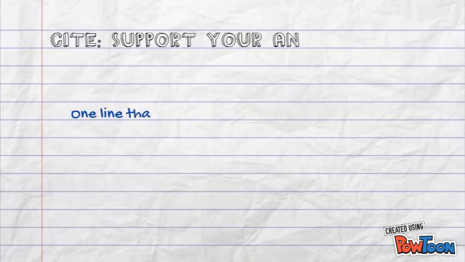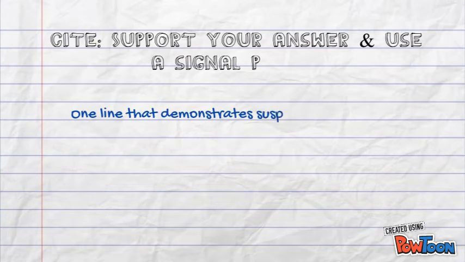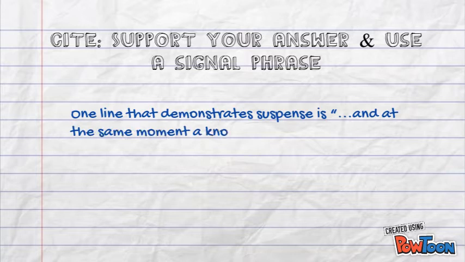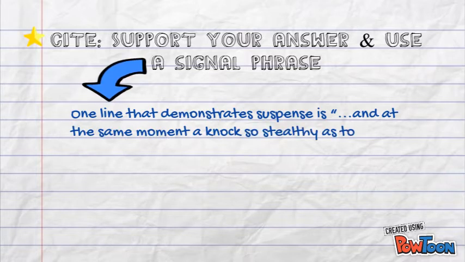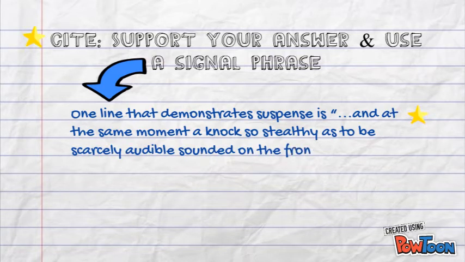Next, we're going to cite text evidence to support our answer using a signal phrase. One line that demonstrates suspense is, "And at the same moment, a knock so stealthily as to be scarcely audible sounded on the front door." Lines 299 through 300.